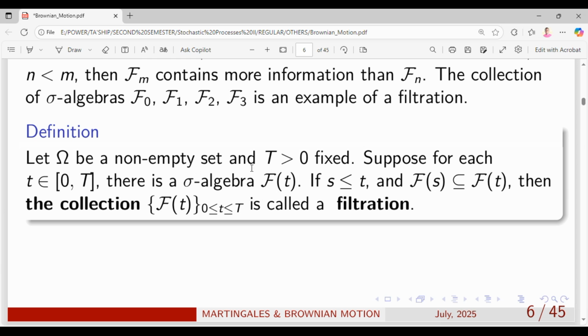So let omega be a non-empty set and T greater than 0 fixed. That's the time. That's the space available for us to choose time from. Suppose for each t which belongs to this interval, there is a sigma algebra F_t, and if we have time s less than time t, and the sigma algebra at time s is a subset of the sigma algebra at time t, then the collection of these sigma algebras is called filtration.